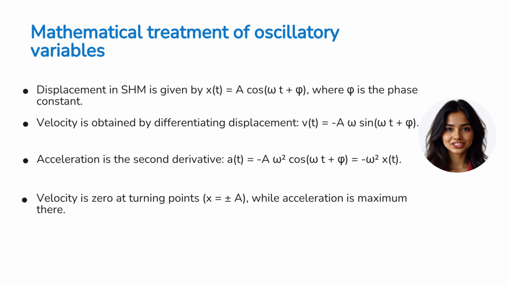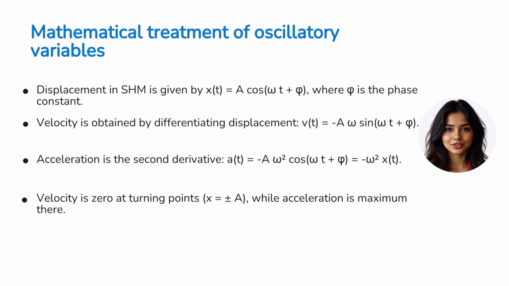To find velocity, we take the derivative of displacement with respect to time, which simply means we see how fast the displacement is changing. The velocity, v of t, becomes negative a times omega times sine of omega times t plus phi. That negative sign tells us velocity points opposite to the sign of the phase.